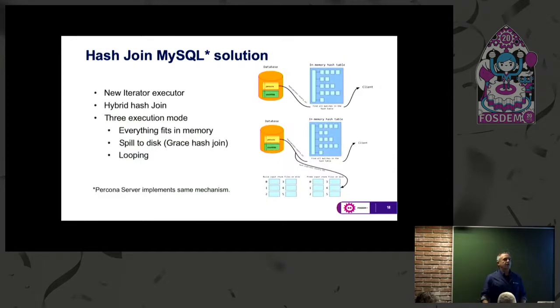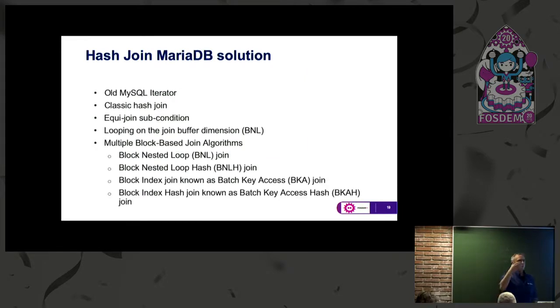Eric already explained everything about hash join, so I'm not going to repeat. Just a brief mention: we have a lot of MariaDB people here, but I'm not going to explain hash join in MariaDB. I'm using what I call the old MySQL iterator, to differentiate it from the new MySQL iterator, but it's the MariaDB MySQL iterator: the classic hash join approach, equi-condition sub-join, and a different algorithm, right?